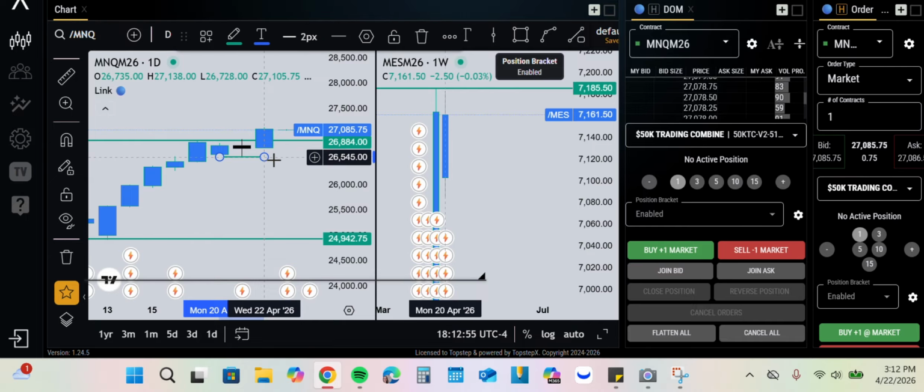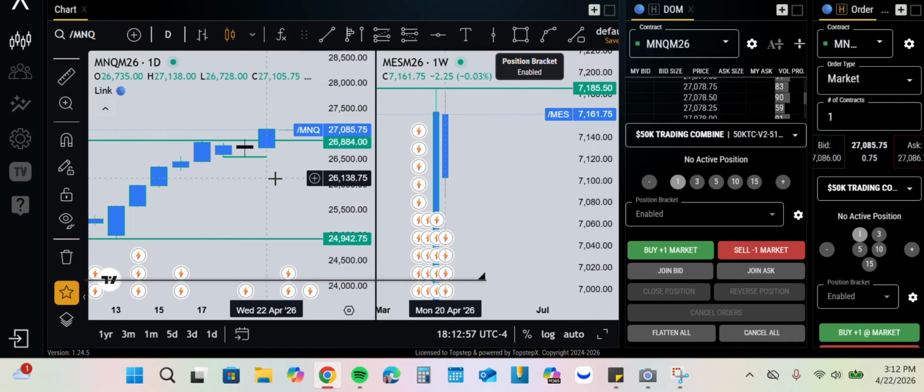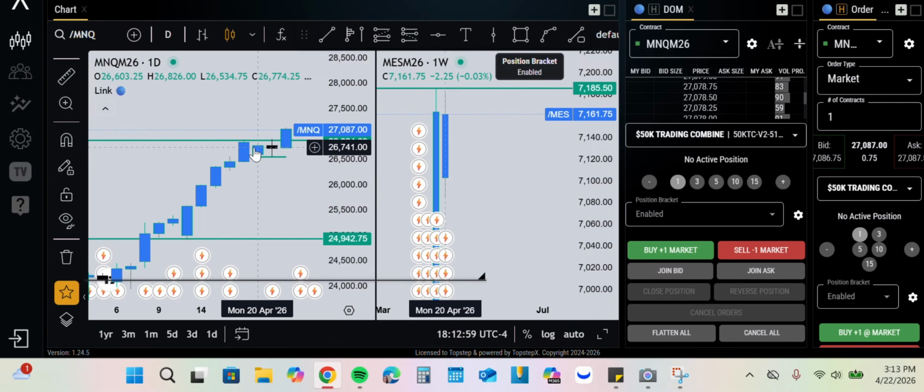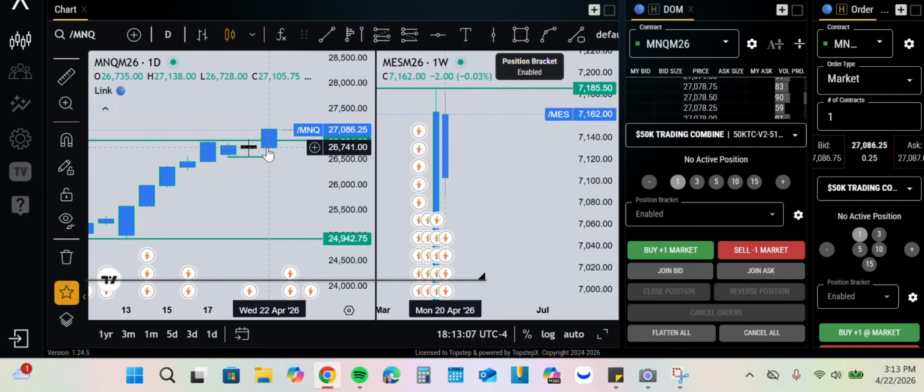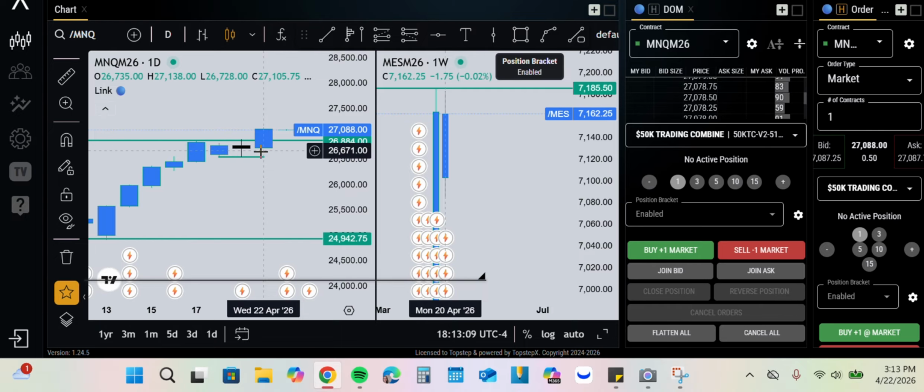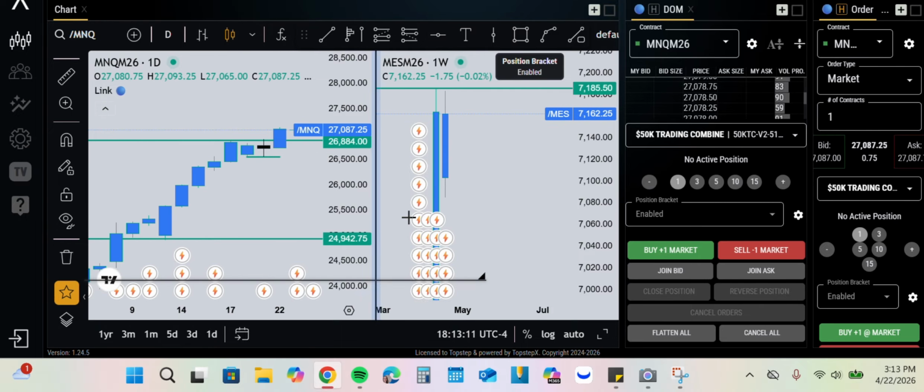Alright, here's the low, and you can tell that this was the line that we made for last week's high, and it actually matches almost perfectly with yesterday's high. So I don't have to make another line, but this is yesterday's low.